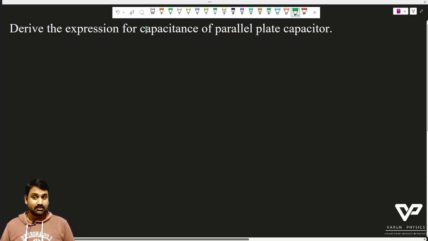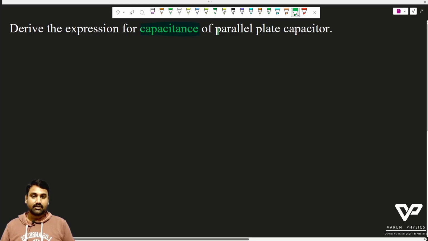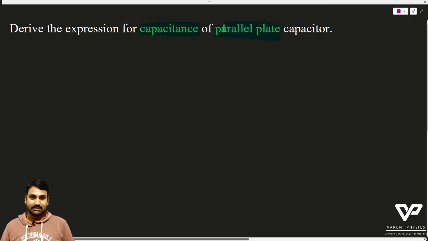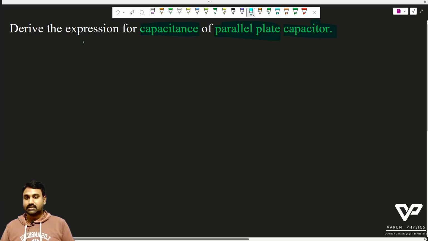Namaskara. So, in this video, we are deriving an expression for the capacitance of a parallel plate capacitor. Capacitance is how much energy it can hold. In order to derive that, we'll first assume a few basics which we learned from the previous topics.